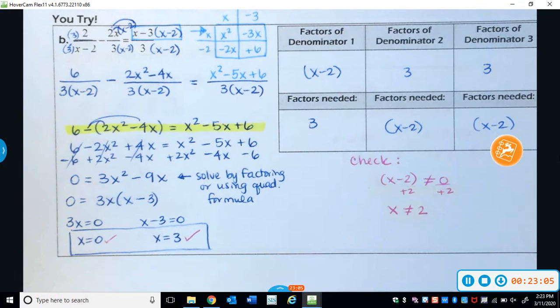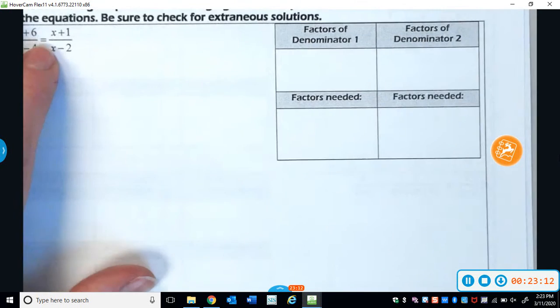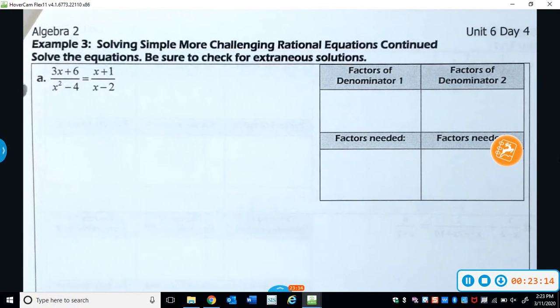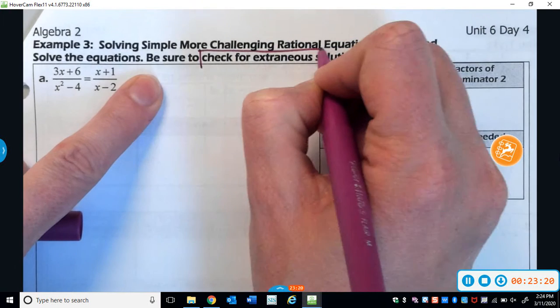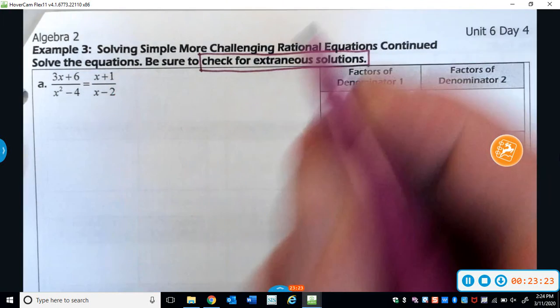All right, so our last example in this case is just increasing in difficulty, but nothing else is different. So it's still the same process. You just need to get comfortable with checking for extraneous solutions. And I'll use pink when I'm doing that just so it kind of stands out.